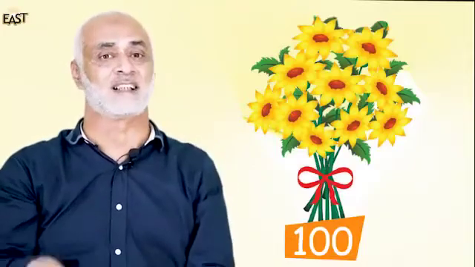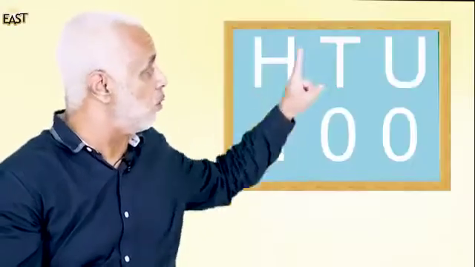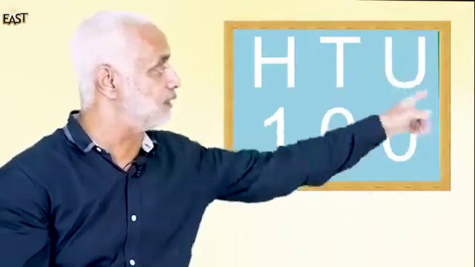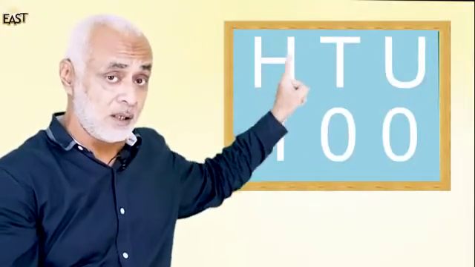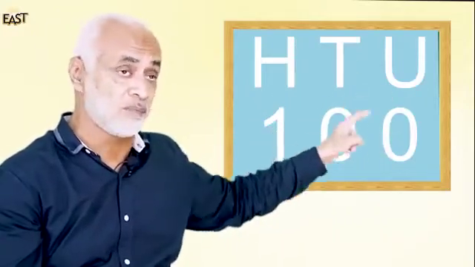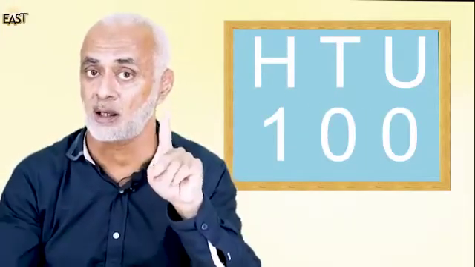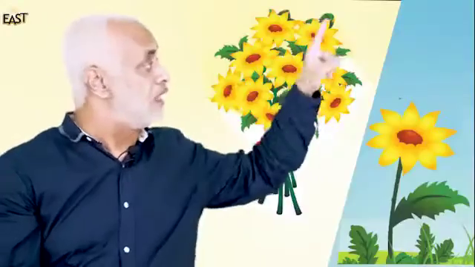So 10 tens is 100. Good. Now remember, 10 tens is 100. You remember how we write 100? 1, 0 and 0. In hundreds there is 1. In tens there is 0. And then in units there is 0. So that is 100. And then we add one more flower to it.